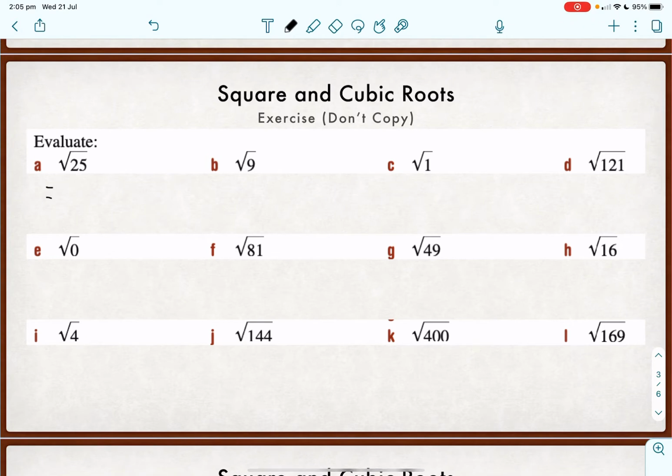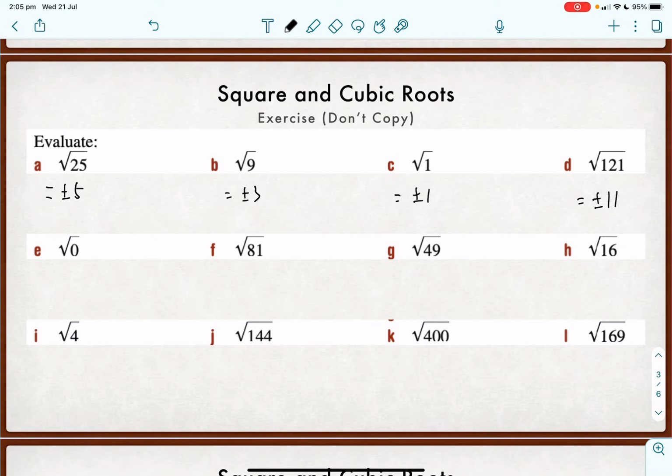So you know that 5 times 5 is 25. So the answer would be plus and minus 5. Don't forget plus and minus because you can be negative 5 as well. Now 3 times 3 is 9. So the answer is plus and minus 9. 1 times 1 is 1. So plus and minus 1. What times what is 121? 11 times 11. So the answer would be plus minus 11.